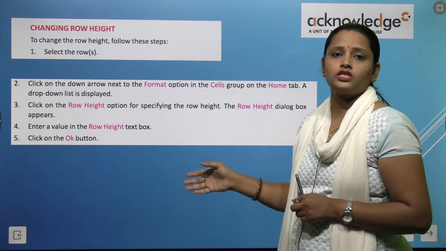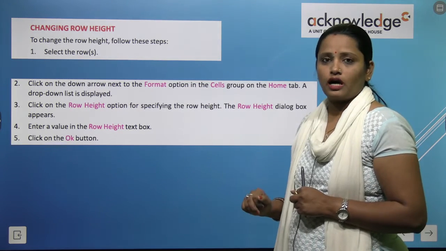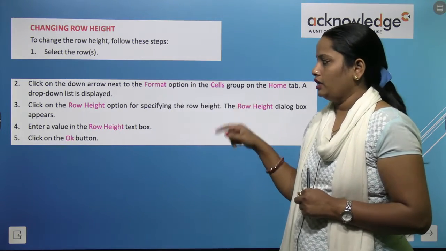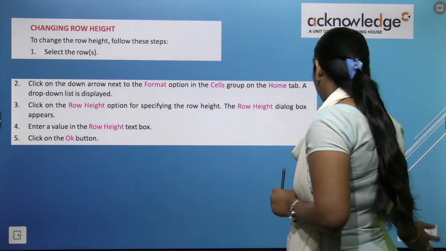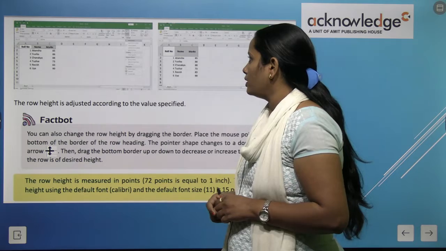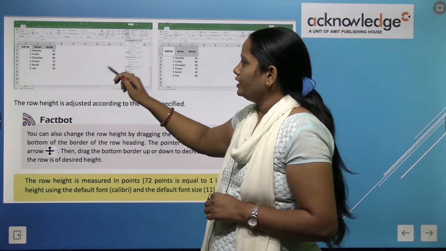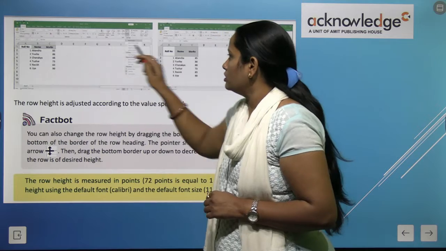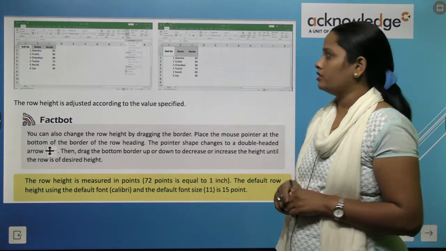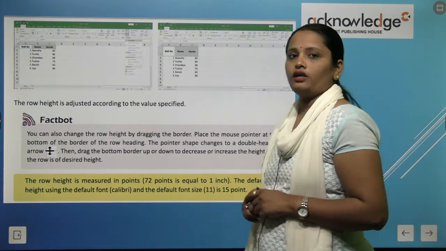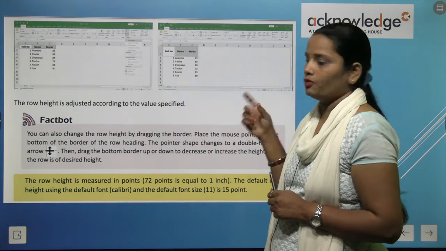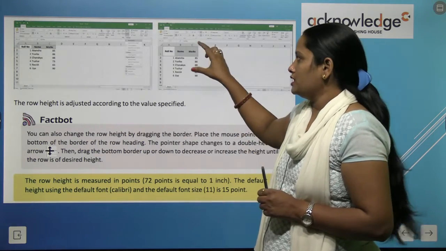So when we follow this procedure, what will happen? The dialog box will come, and from there we have to write down the height that we want for our row, and after that we have to just click on the OK button. We can see here that we have gone to that format option, and the height of our row has increased from here to here. We can see the height has increased. So by this method we can increase the height of our row. The row height is just according to the value specified. Whatever number we have put in that, it will be changed accordingly.